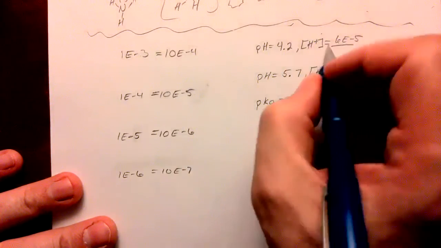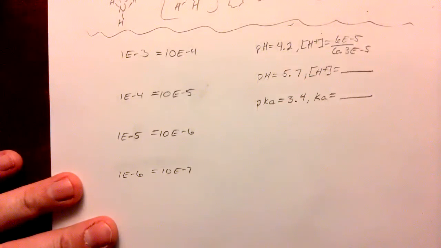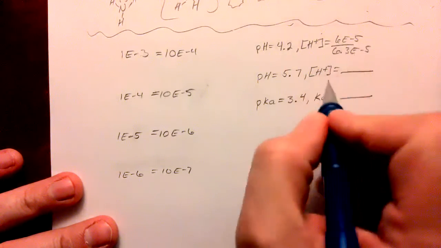And you know what it really is? 6.3e-5 using the calculator. That's really good for mental math. It's great stuff.